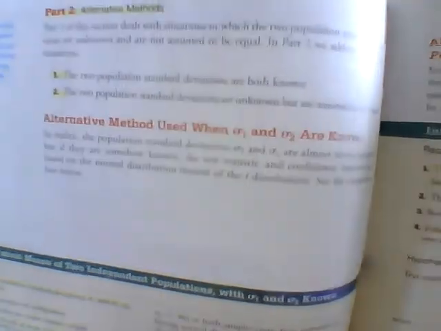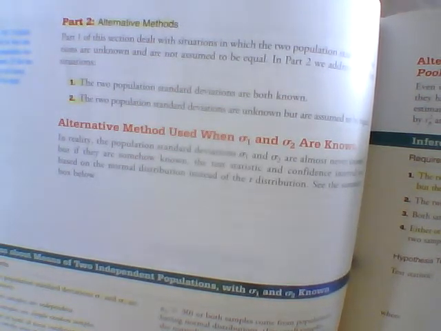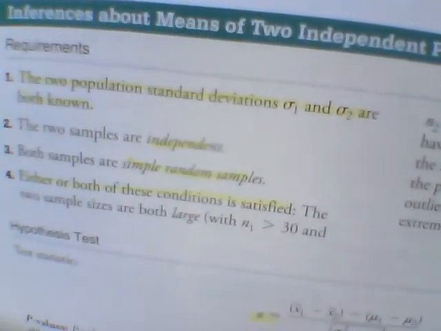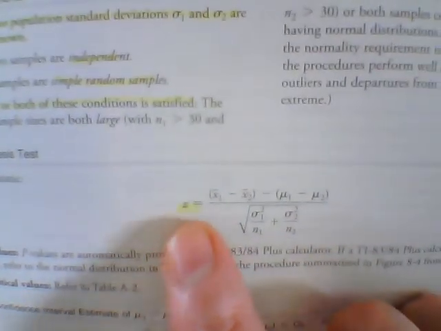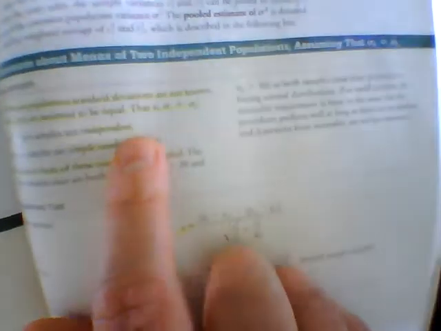Moving on now to part 2, once again, alternative methods. The two population standard deviations are both known, or they are unknown but we're assuming that they're equal. Once again, if sigma 1 and sigma 2 are known, so we know what they are, we're going to be using that Z test. If sigma 1 equals sigma 2, we're assuming that they are equal to each other, we're going to be using that t-test. We have that t value for that hypothesis test in here.